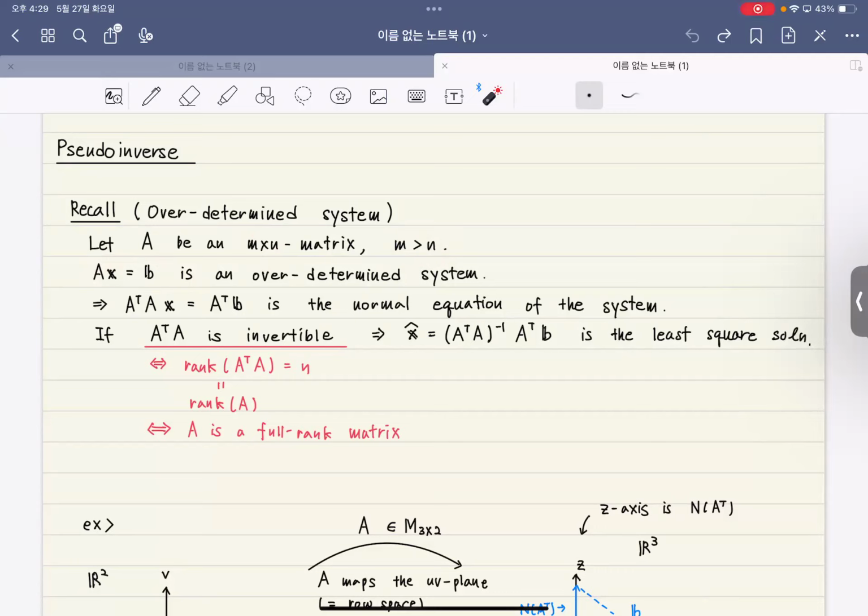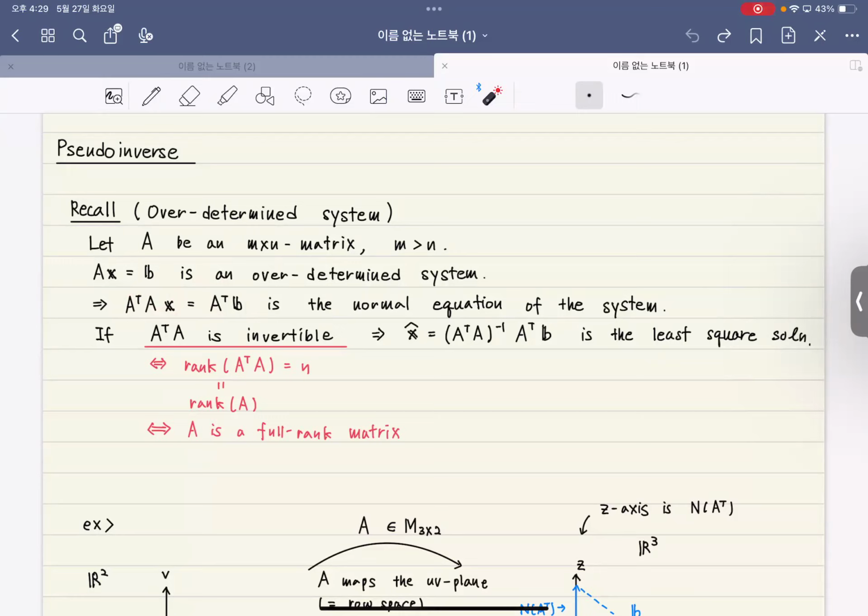Usually you cannot find a solution of the overdetermined system unless b is a member of the column space. But even if b is not a member of the column space, you can still try to find a solution, which is called the least square solution. Do you remember this? How do you find the least square solution? We need to consider the normal equation, right? And if you can solve this equation for x, then that x is called the least square solution.